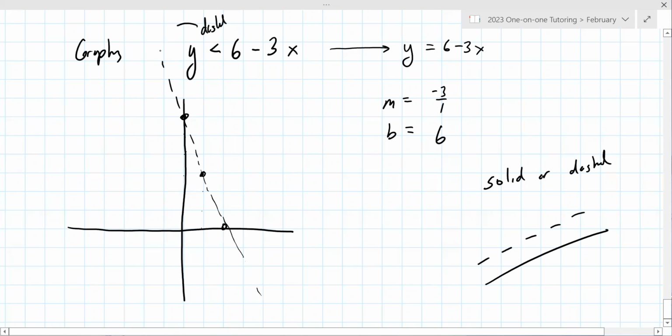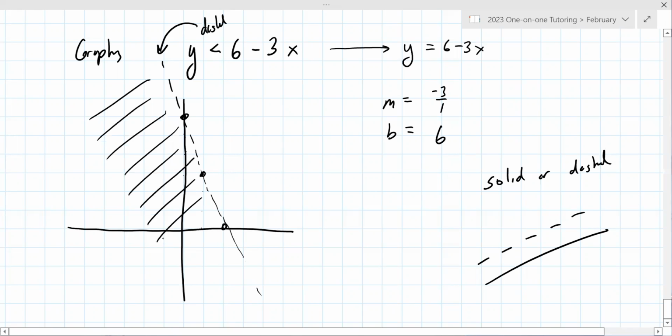Don't make them have to decide what you have interpreted. And if you're not sure, just point to it and say that's dashed. Make it really clear. Now, are you going to shade above or below, and why? Below. Okay. So this is below, and it's because it's solved for y.